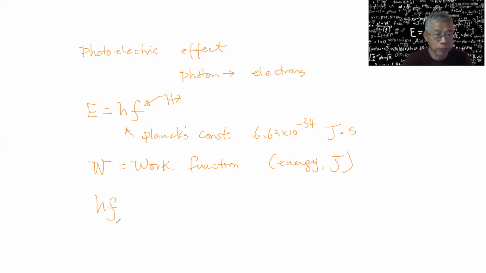And then we introduced the relationship for hf. This hf of the photon can be used to do two things. One is to provide this energy to bring the electron out, and the other one is to give the rest of the energy to the electron so that it has kinetic energy to travel to the terminal. All right, that's all we have.